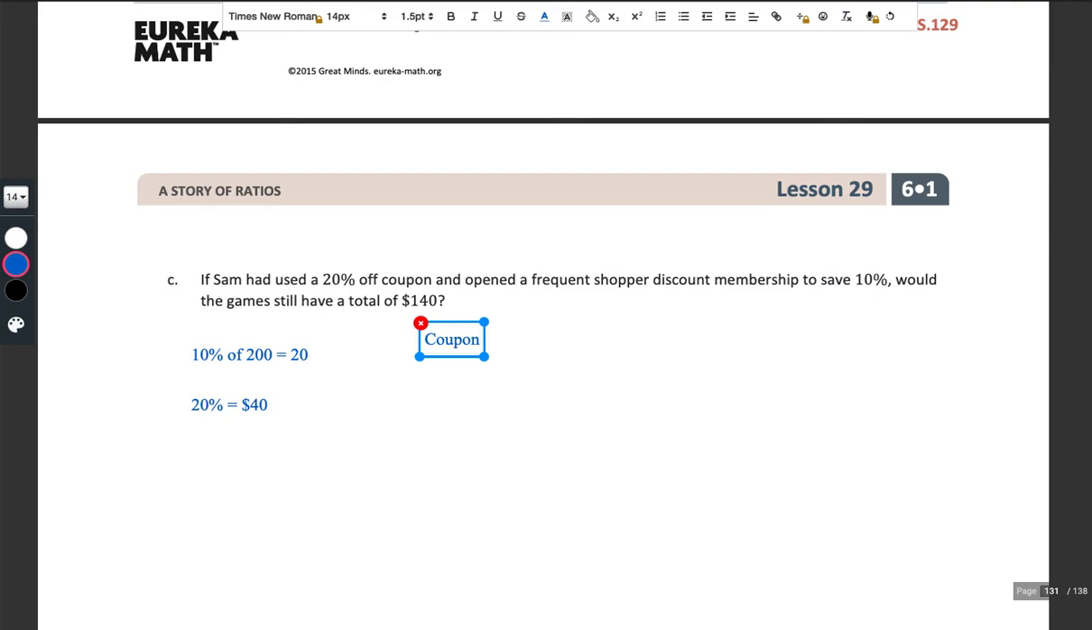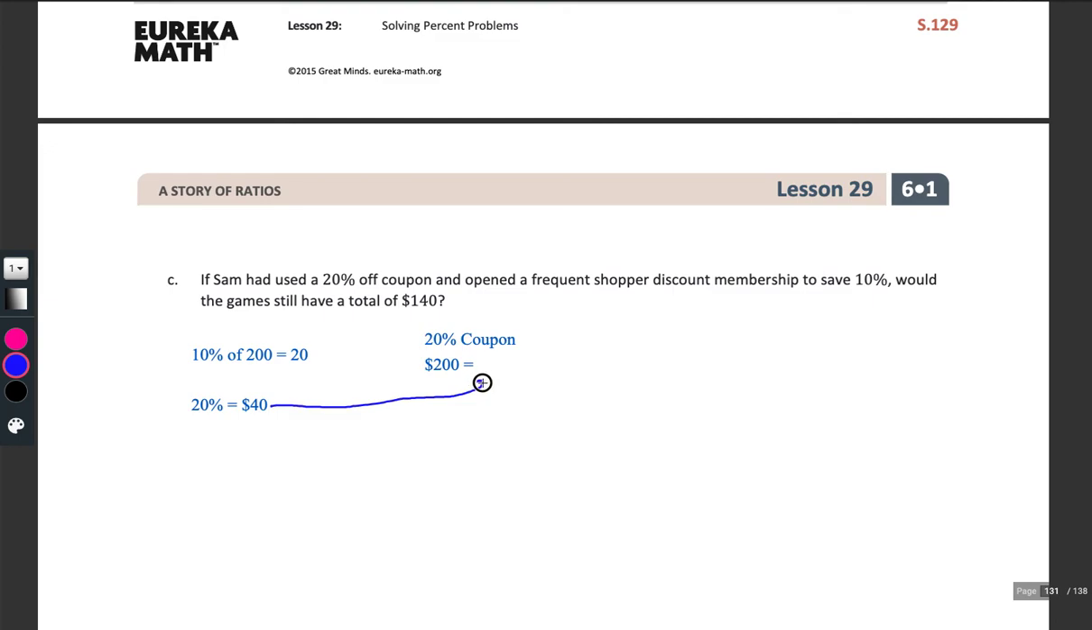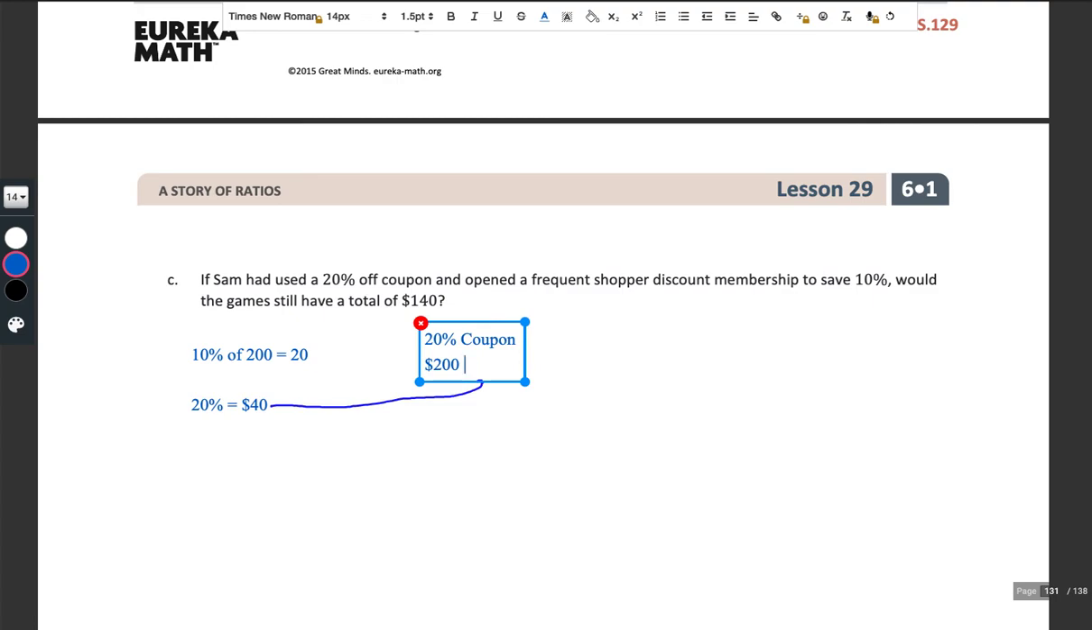Okay, so the coupon, this is going to be after the 20% coupon. And so we would have $200 minus, this was the 20% coupon, right? $40. I'm going to subtract this. So $200 minus the $40 equals $160. So right now, it's $160, right? The game has now cost $160.